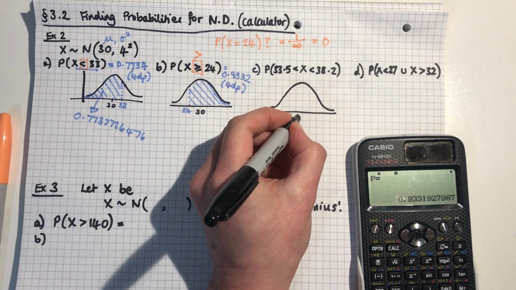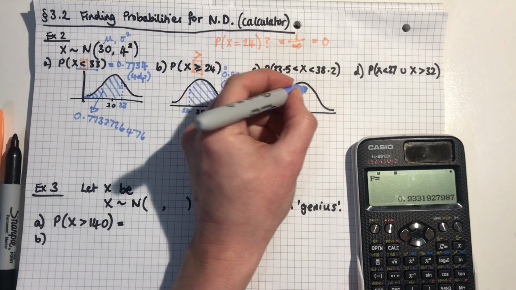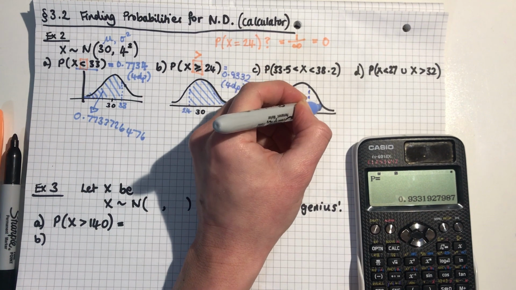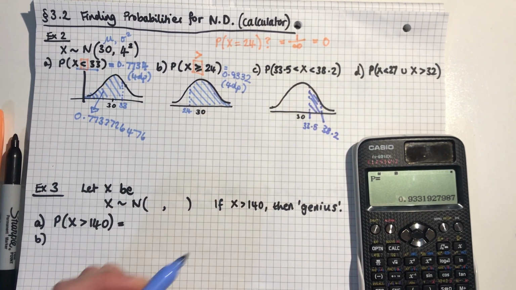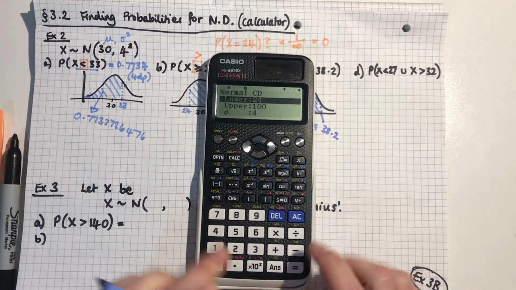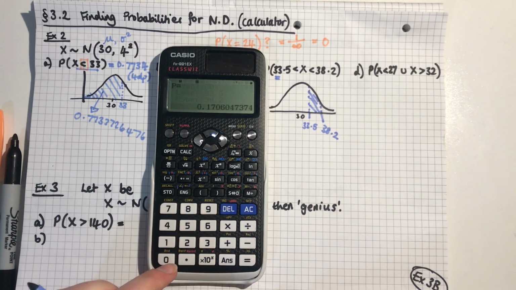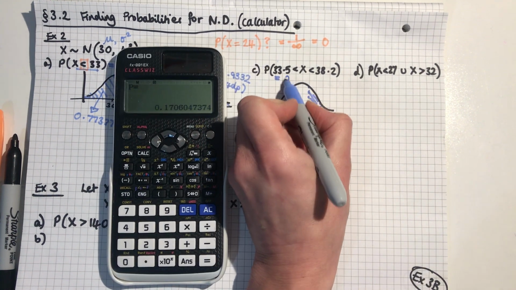So we've got 30 in the middle, and we're interested in going from 33.5, so somewhere about here, up to 38.2. So we're interested in that area there. On the calculator then, lower value is 33.5, upper is 38.2, and we have a probability of 0.1706 to 4 decimal places.